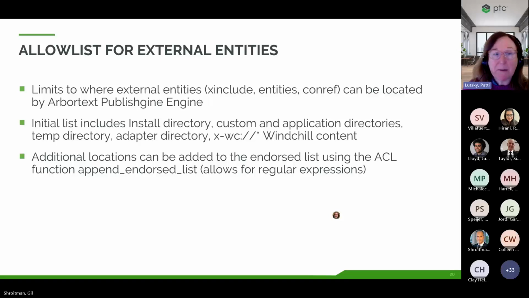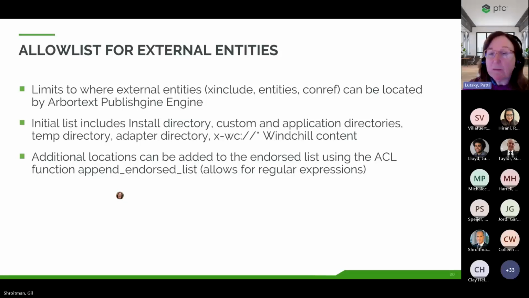So the initial list would include where PE is installed, the installation directory, any custom or application directories you might have, the temp directory that's being used for publishing, the adapter directory, and then of course any Windchill content that would start with an X-WC prefix.